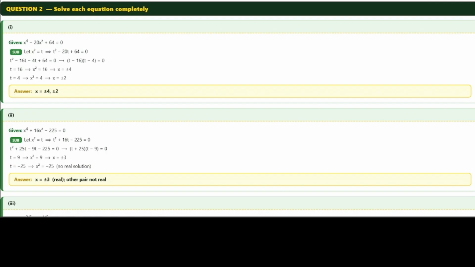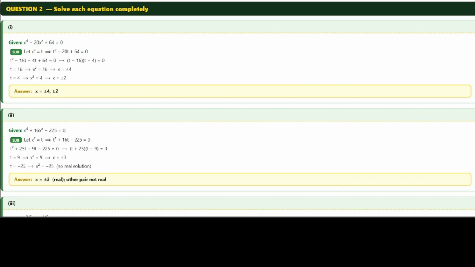Now here we have the values of t, but now we can replace t with the original value, which was x square. So x square is equal to 16 and x square is equal to 4. If you take square root on both sides, obviously 16 will be turned into 4 and 4 will be turned into 2. But you should not forget that when you apply square root, the roots will be positive and negative. So you have basically 4 roots.